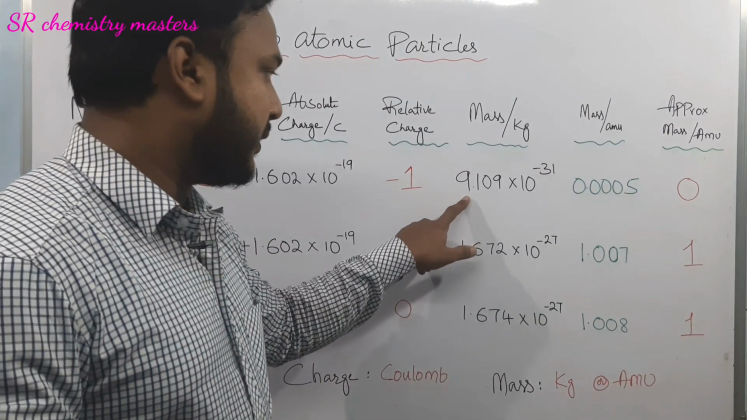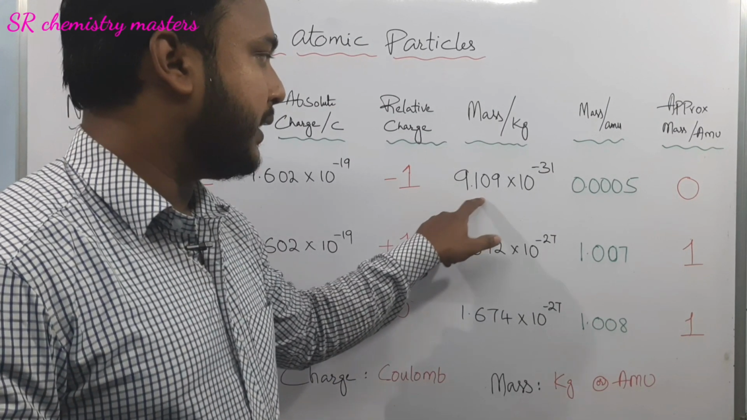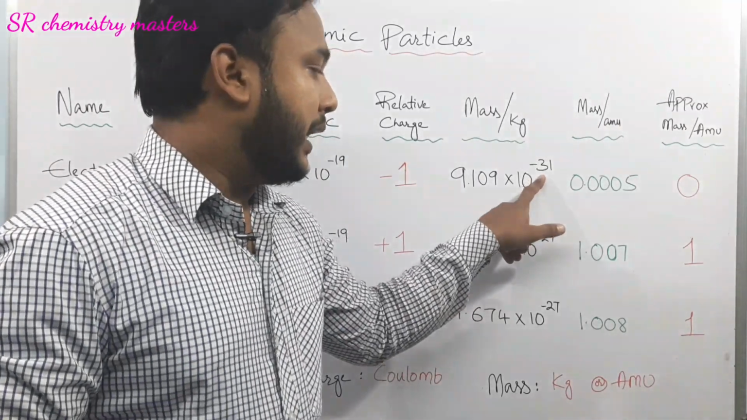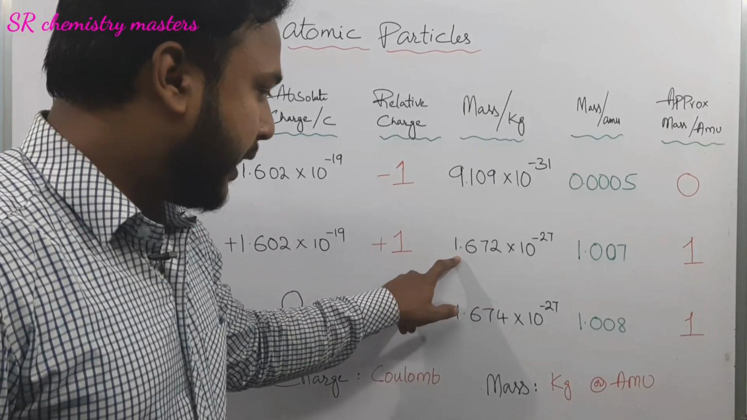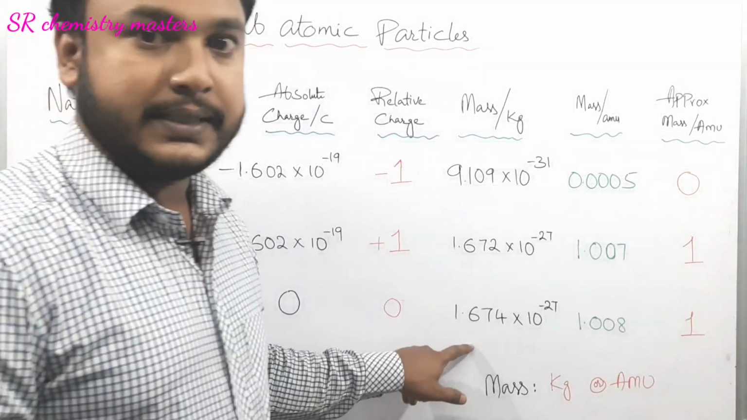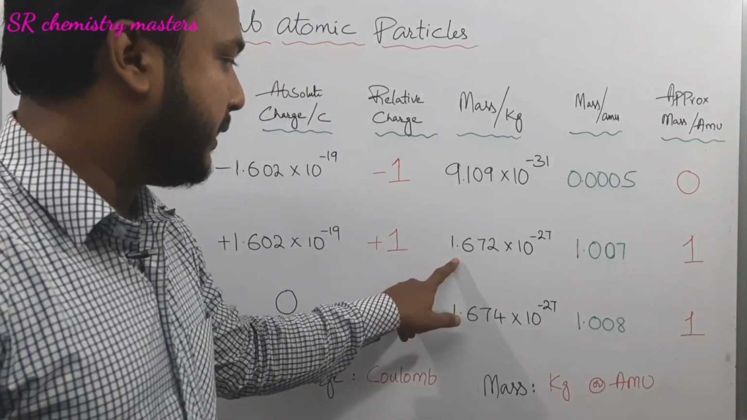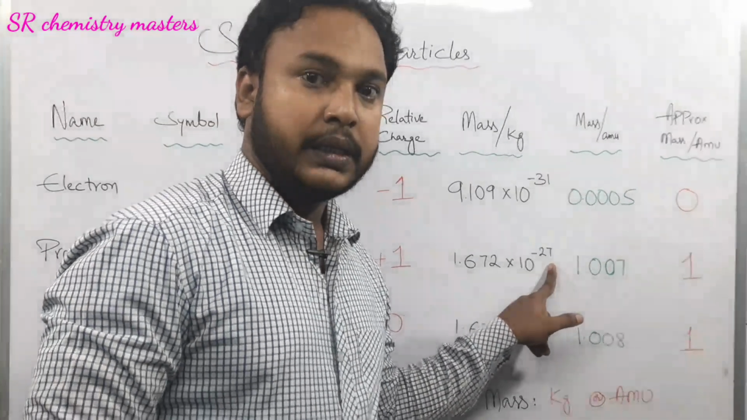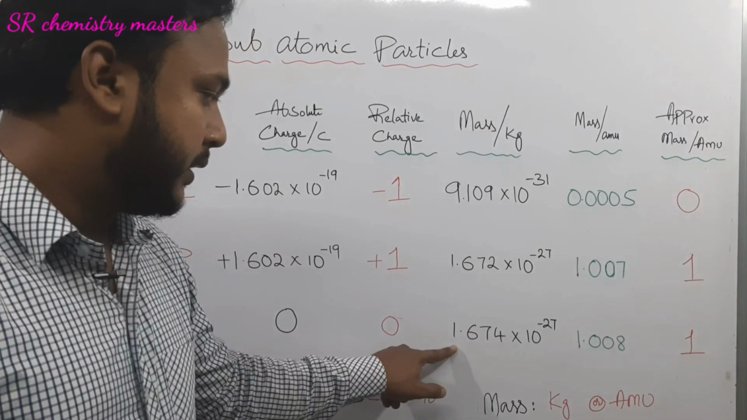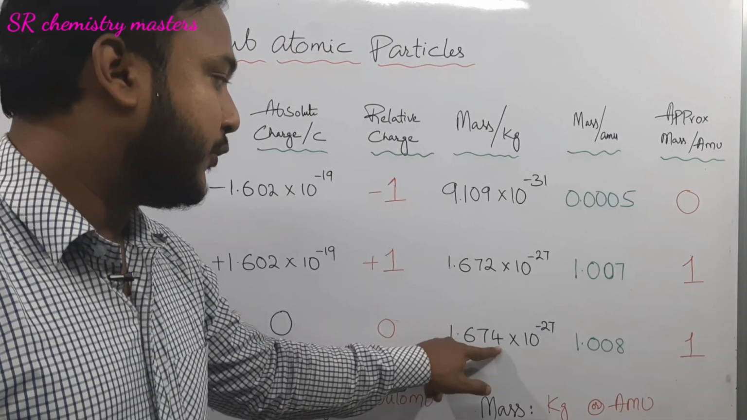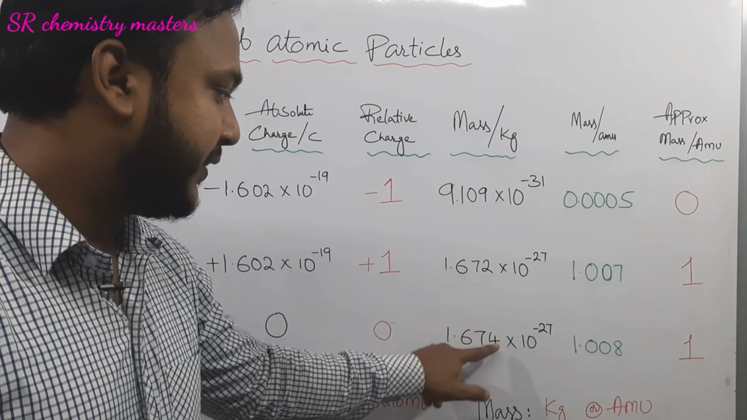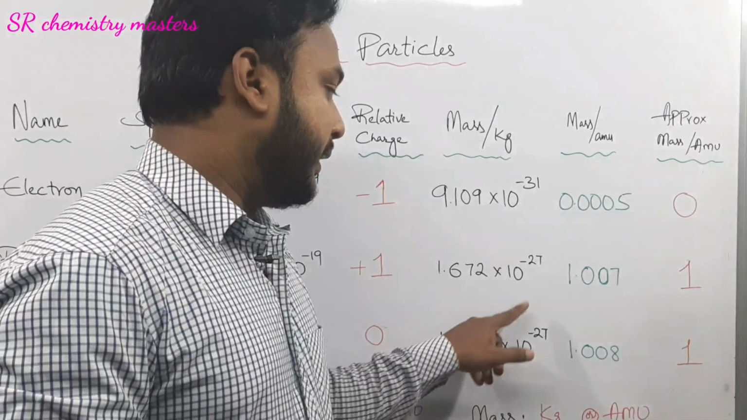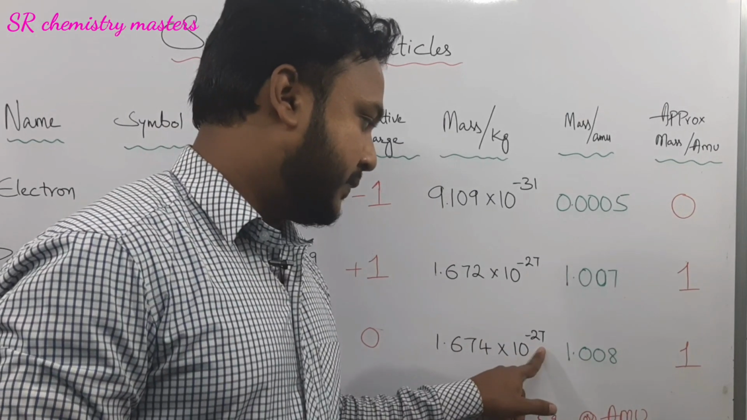The mass of electron is 9.109 × 10^-31. And the mass of proton and neutron are approximately the same. The mass of proton is 1.672 × 10^-27. If you see the mass of neutron, it is 1.674. There is a small difference between the mass of proton and mass of neutron. It is again 10^-27.